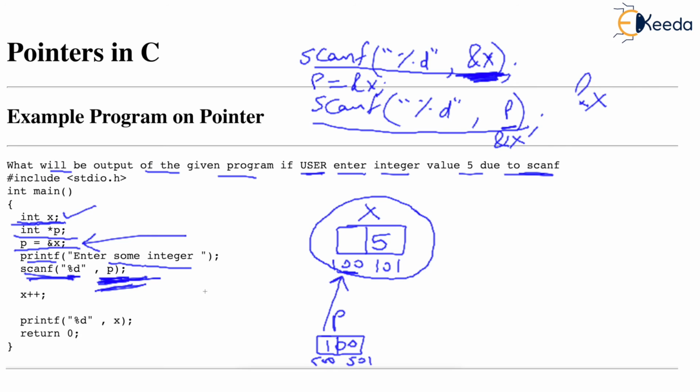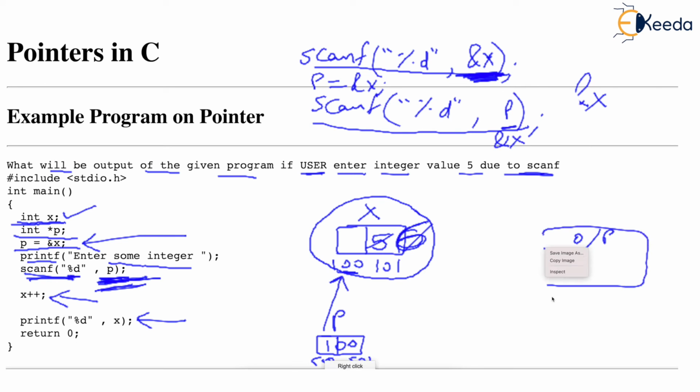Okay, what is the outcome of this? We have stored the value 5 in the variable X, isn't it? Now the next line says X plus plus, so obviously X will become 6. And then we are printing X, so 6 will be printed. The output will be 6. And then the program ends.